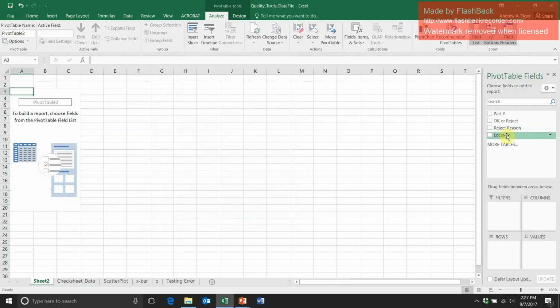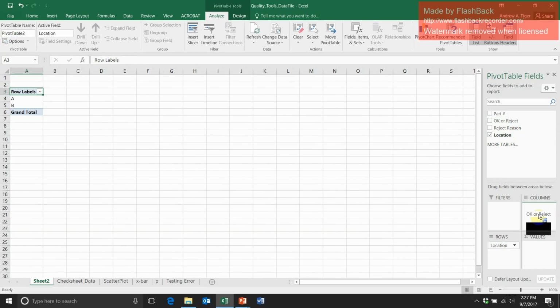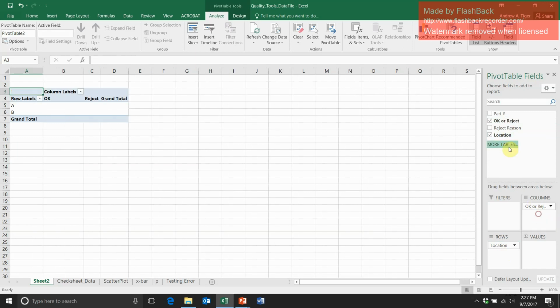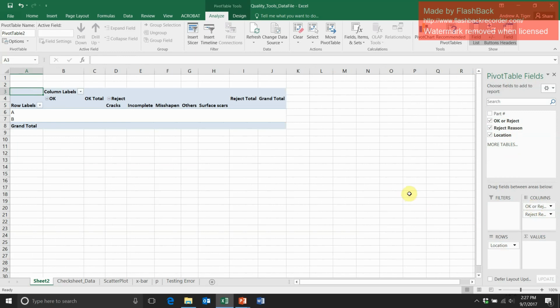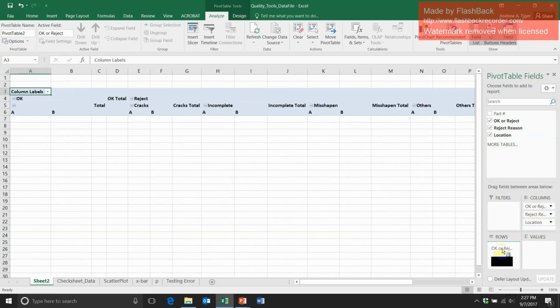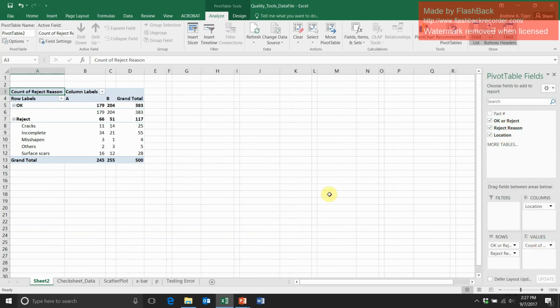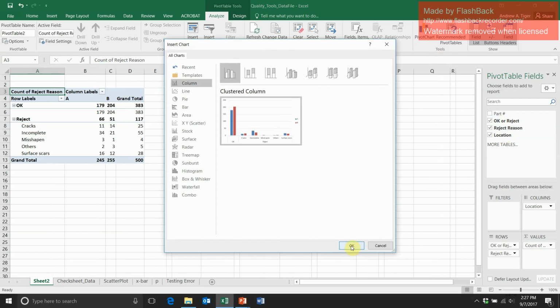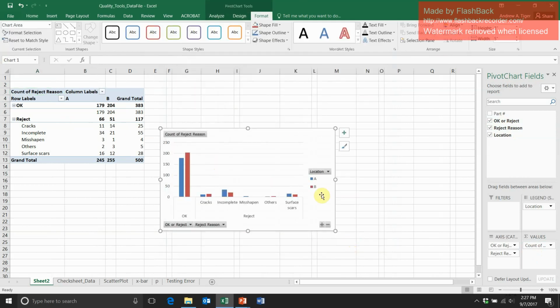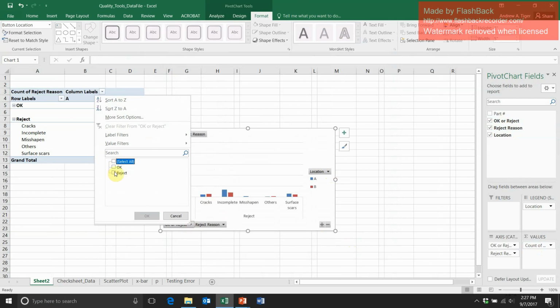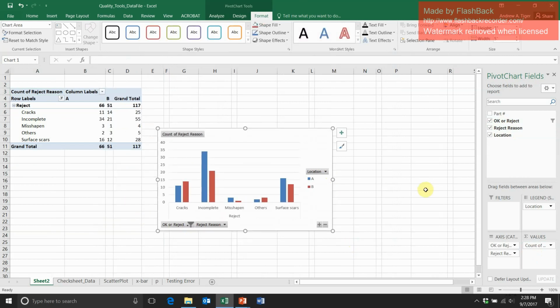And now I'm going to bring my location and my rejection. Actually, let's go the other way. Let's put this here, and let's drop in something that we want to. Let's do a count, so it doesn't make any difference which one we drop in. And let's draw a picture of it. And again, I don't want to see the OKs. That's not important to me. So I'm going to get rid of the OKs and just show the rejects.